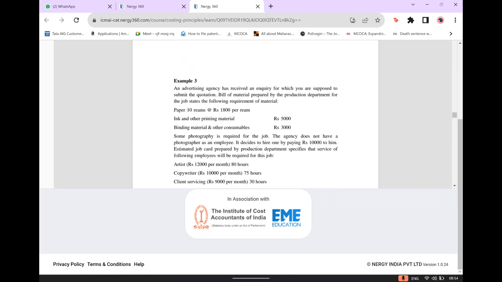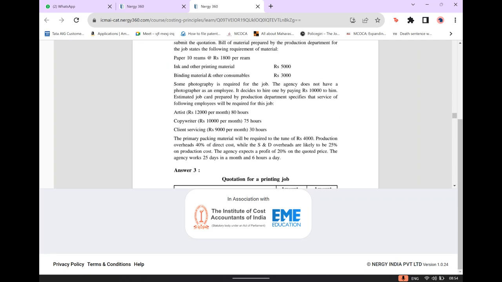The estimated job card prepared for the production department specifies the use of the following employees. The artist will be getting 12,000 per month, and 80 hours is dedicated to this particular job. The copywriter is getting 10,000 per month, whereas for this job he is going to devote 75 hours. Client servicing gets 9,000 per month, whereas for this particular job he requires 30 hours of his services.